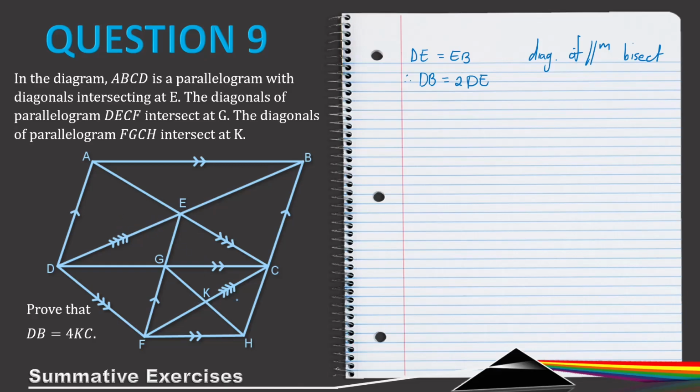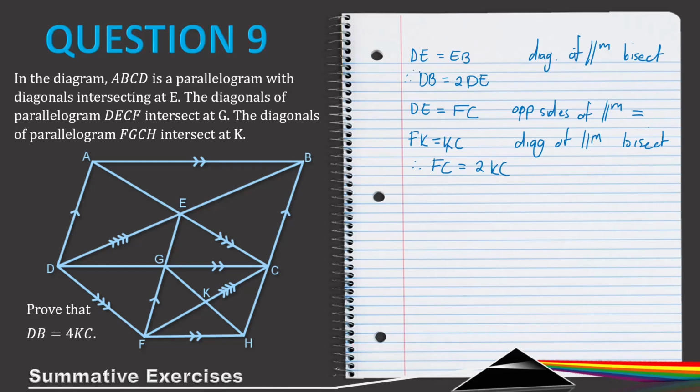Right. Now moving on, we need to take DE and relate it to KC. So first of all, we can say that DE is equal to FC, and our reason is that opposite sides of parallelogram are equal. Okay, now FC and KC. We know KC is equal to FK. So let's write that. Let's say FK is equal to KC because the diagonals of a parallelogram bisect. Okay, so therefore FC is twice KC.